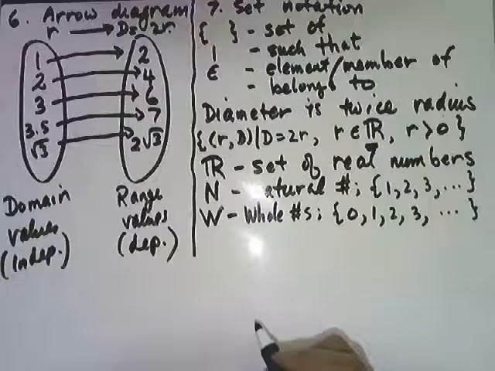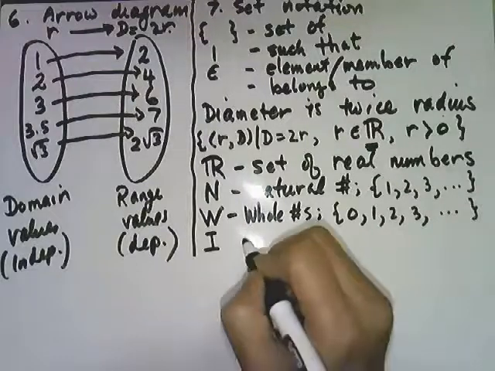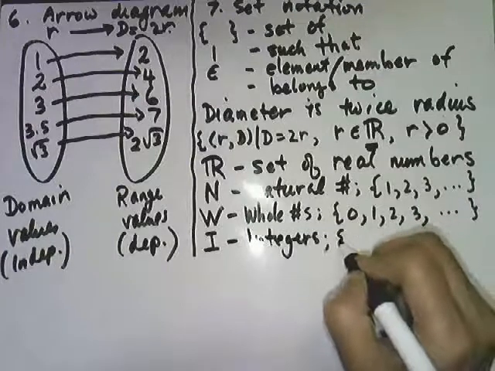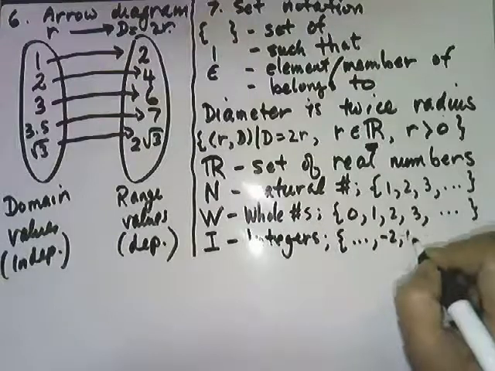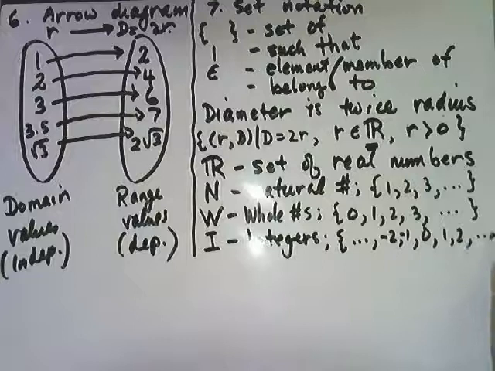When we introduced subtraction to you and you subtracted a big number from a small one, you ended up learning about integers. So we use I for integers, and it's the set that starts from negative infinity, goes to negative 2, negative 1, 0, 1, 2, and so on.